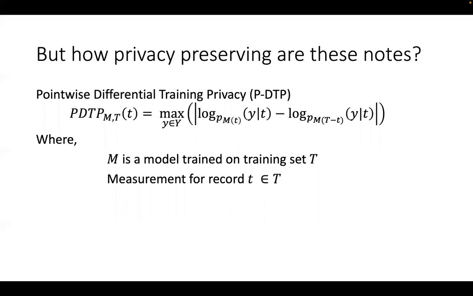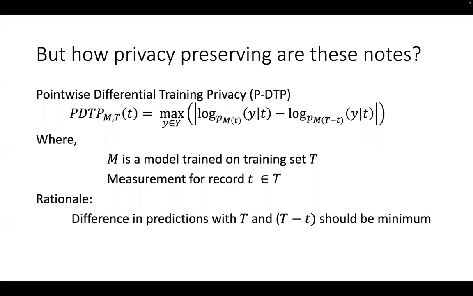So finally, coming to the third question of privacy preserving properties of these nodes, we measure a property called pointwise differential training privacy, or PDTP. What we are trying to see is how well are the predictions when a particular node is included and a particular node is excluded. So given exclusion of a node from the entire training set, the difference between the predictions should be minimal. So the idea is that if someone is observing the predictions of the model by repeatedly taking out a particular clinical note of the text corpus, then the differences in the predictions shouldn't be high. Otherwise, it is very very easy to determine what note has been removed. So these are the kind of privacy preserving properties that we are monitoring.